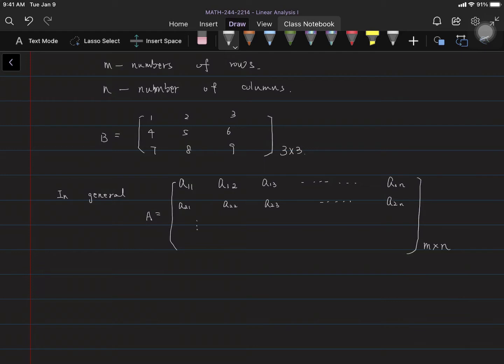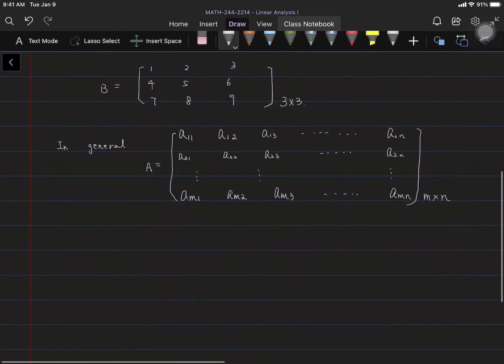And we can skip the middle rows. How many rows do we have? We have m rows. So here AM1, AM2, AM3, and the last number is AMN. That's the general definition for the matrix. And sometimes we also write that as AIJ.